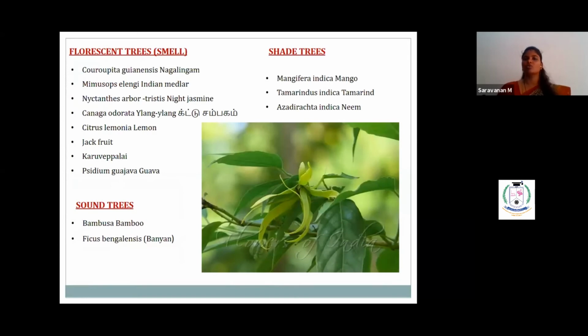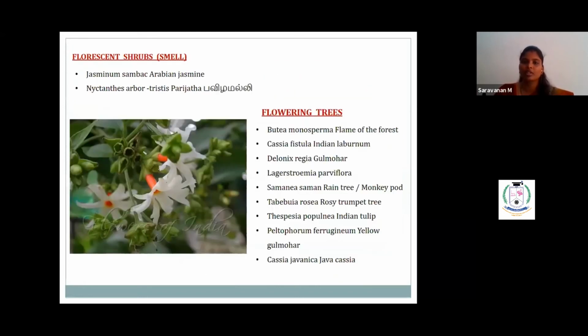And when it comes to flowers, the first thing is your fragrant trees, which give you lots of smell. For example, all of you know about the jackfruit. When you have a jackfruit, you can feel the smell. And you have the sound trees such as the bamboo and the banyan, and shaded trees such as the Mangifera indica mango trees, and the tamarind and the neem trees. These are all the botanical names. So I have given you lots of shrubs and flowering trees and their botanical names. You can just go through it.